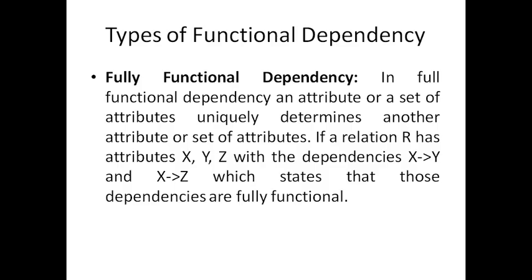Next, fully functional dependency. In full functional dependency, an attribute or a set of attributes uniquely determine another attribute or set of attributes. If a relation R has x, y, z with the dependencies x determines y and x determines z, which states that those dependencies are fully functional. That means both y and z are dependent on x. Here x is the key of the relation.